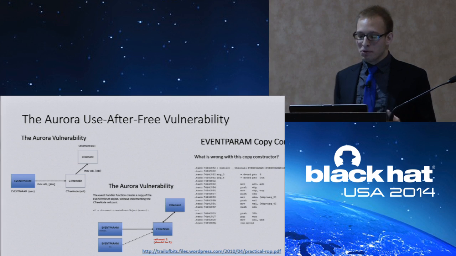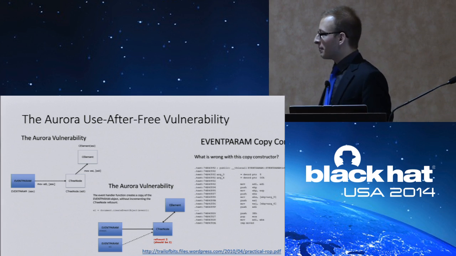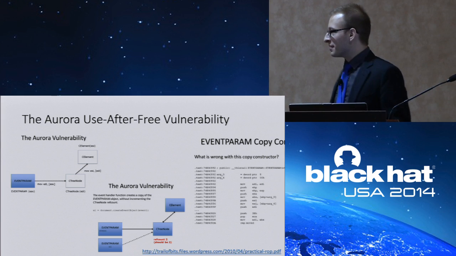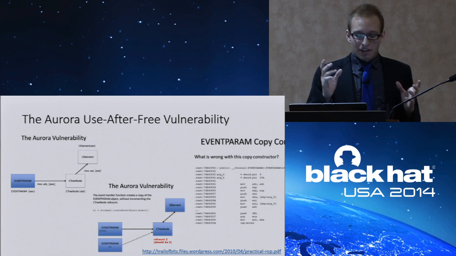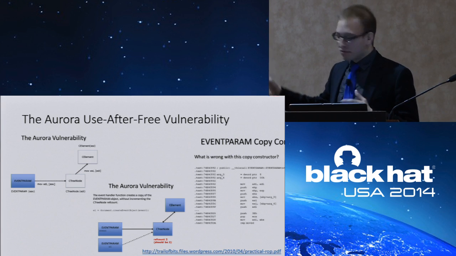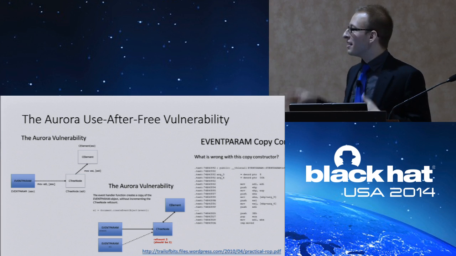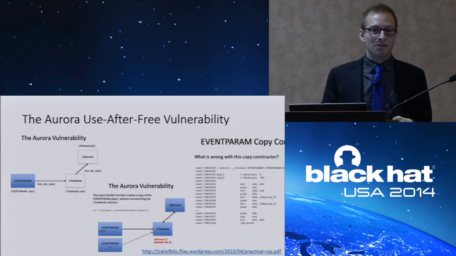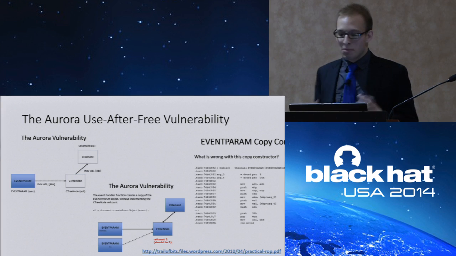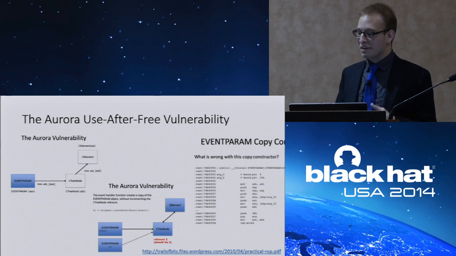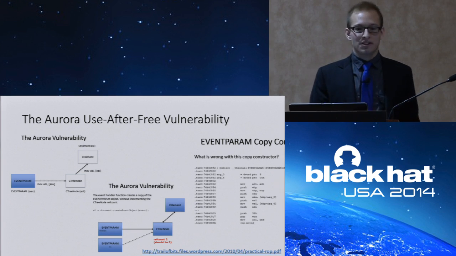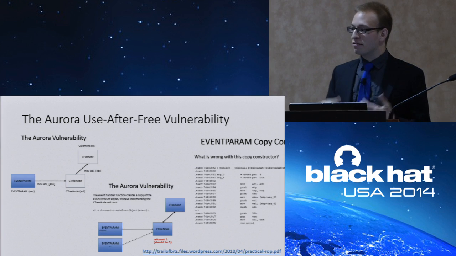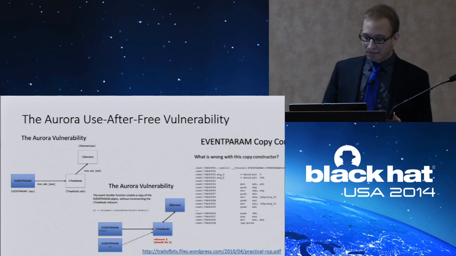And then if we remove the original event param and the C element, the ref count of the C tree node goes to 0. The garbage collector cleans it up, but we still have a reference to it from the second event param. And then we can use that reference to call functions on it and to access memory from a freed location on the heap.